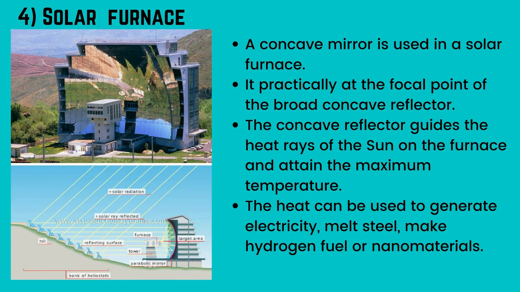Number 4. Solar furnace. A concave mirror is used in a solar furnace. The furnace is placed at the focal point of the broad concave reflector. The concave reflector guides the heat rays of the sun onto the furnace to attain the maximum temperature. The heat can be used to generate electricity, melt steel, make hydrogen fuel, and nanomaterial.